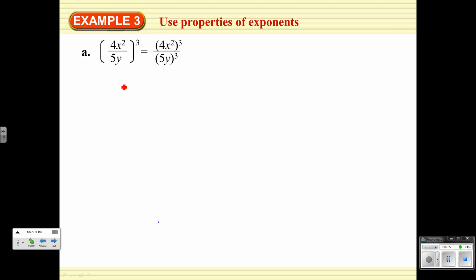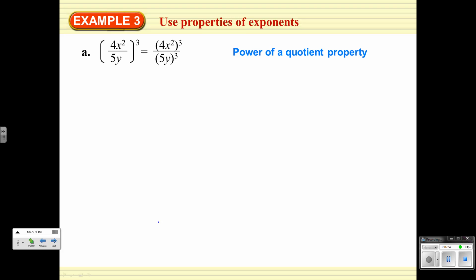So I'm going to use my power of a quotient property by taking this 3, and I'm going to put it with my numerator's quantity of 4x squared and my denominator's quantity of 5y. So I'm kind of putting it into everything. I'm putting the 3 with both parts, I should say.